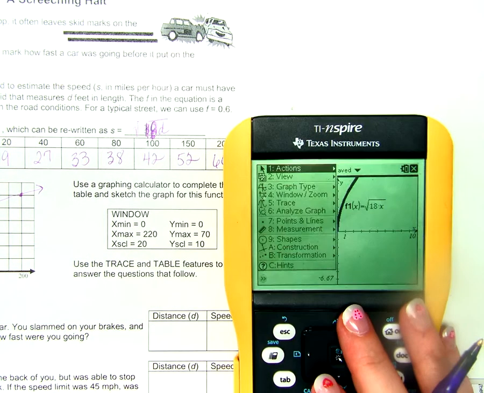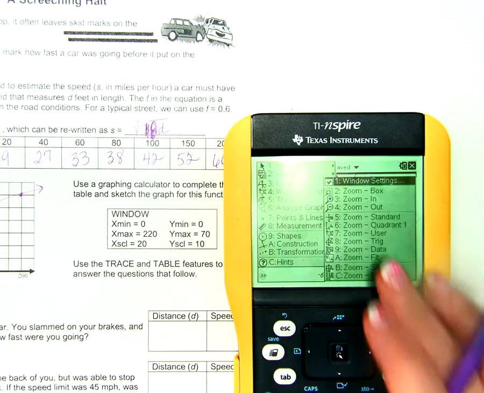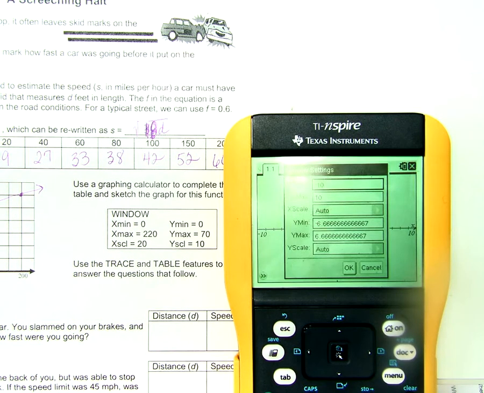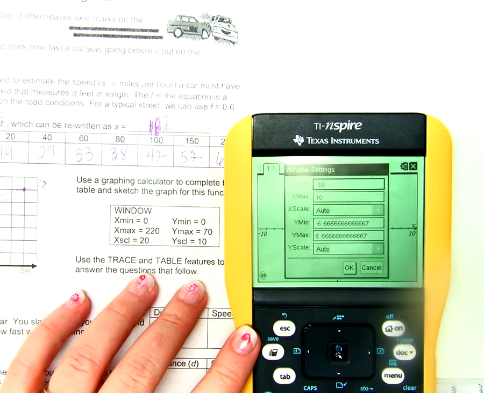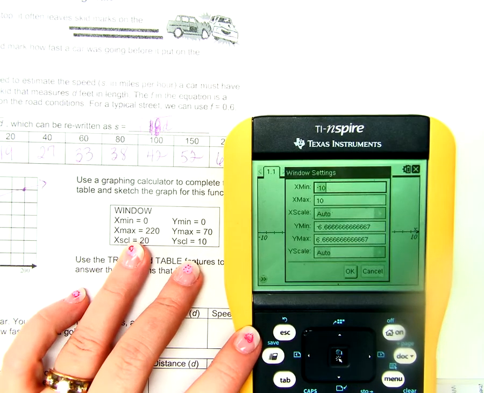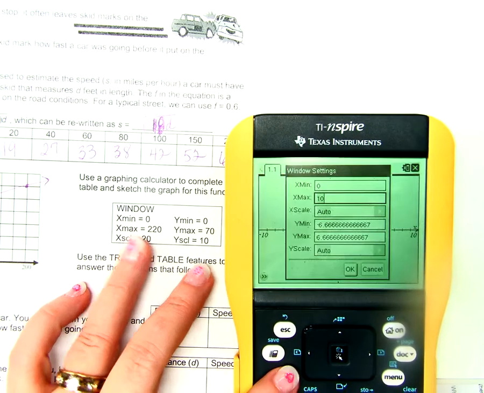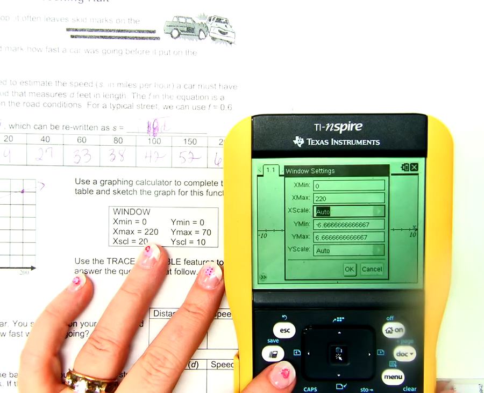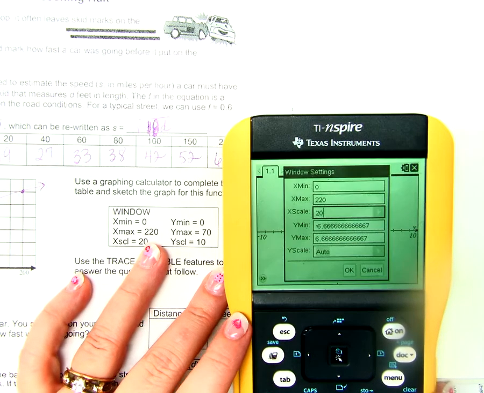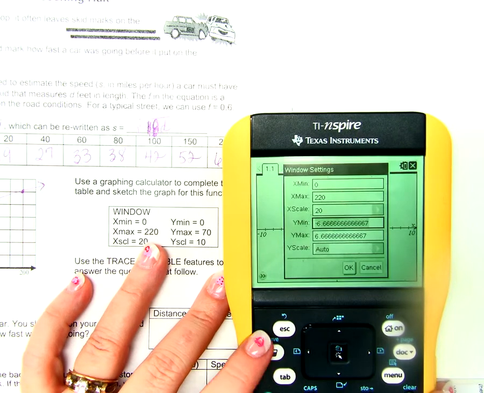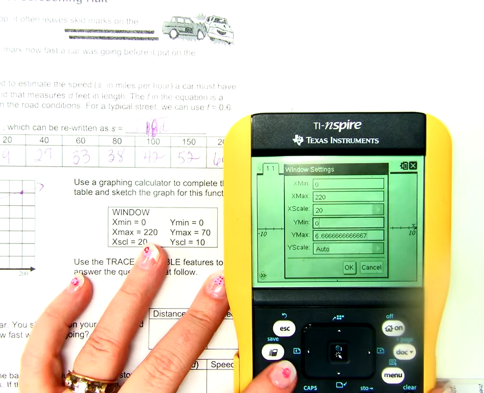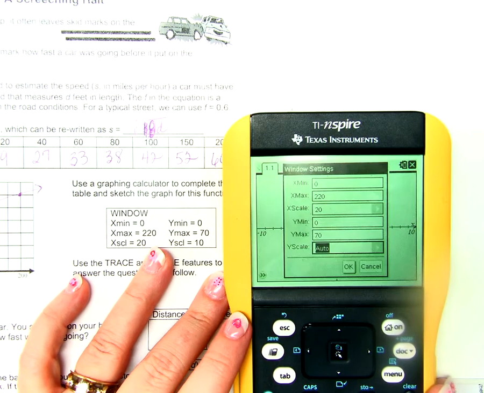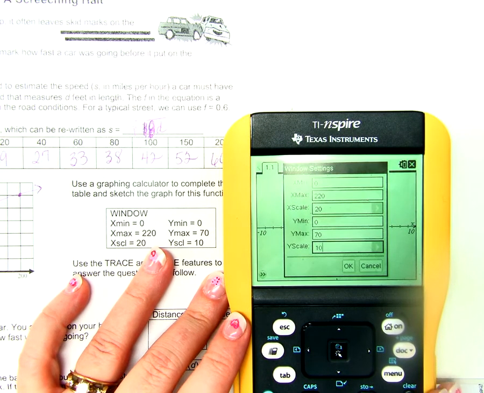Menu, window, and I need to fix my window settings. Okay? So I'm going to use the window settings that they suggest. My X minimum starts at 0, and I need to go all the way to 220. Remember your tab in between to make it easier to get there. And I want to count by 20s. Tab. And my Y minimum, I want to start at 0 and tab to my Y maximum, which is 70. And I tab because I want to count by tens.